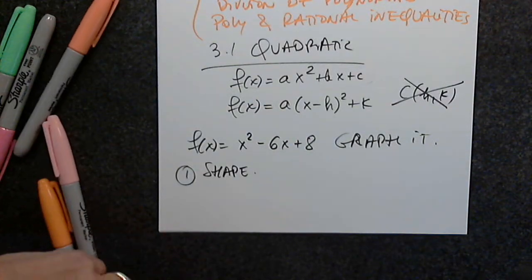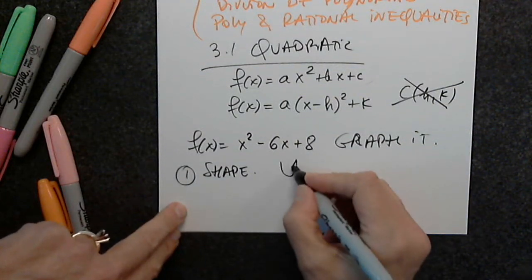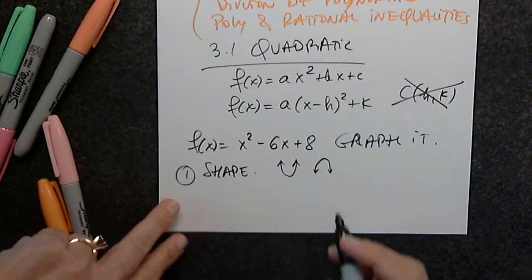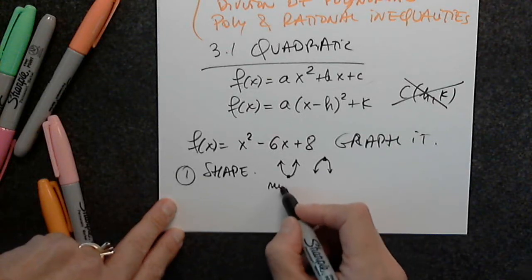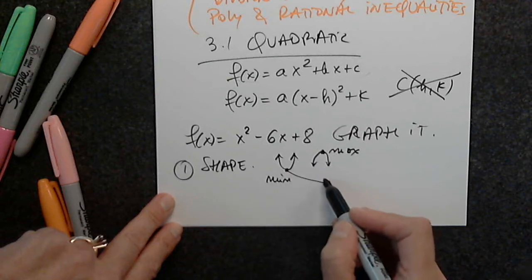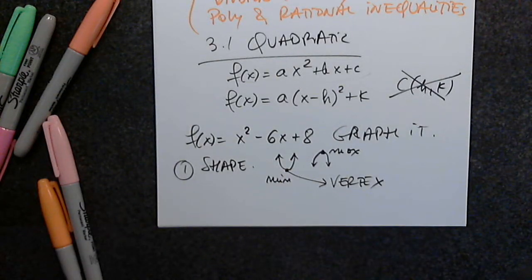Okay, so the shape, we know the shape of a quadratic function. It either opens upward or it opens downward. In both situations, we did not name this point, but obviously this is a minimum and this is a maximum, but both are called vertex. It doesn't matter if it is a minimum or a maximum, it's called a vertex.